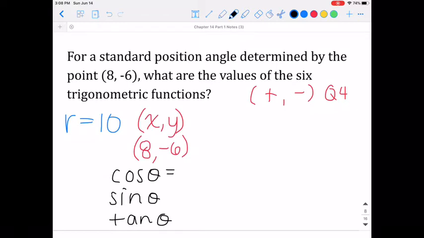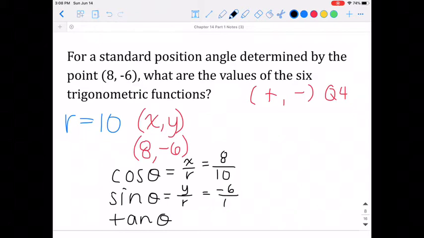So remember now, because we're not talking about the unit circle, cosine theta is going to be equal to x over r. X is positive 8 over r is 10. So that's our cosine value. I know we are able to simplify this fraction, but for now we're just going to leave it. Sine theta is equal to y over r, which is going to be negative 6 over 10, and tangent is still going to be y over x, which is negative 6 over positive 8. So always figure out your original trig functions first.